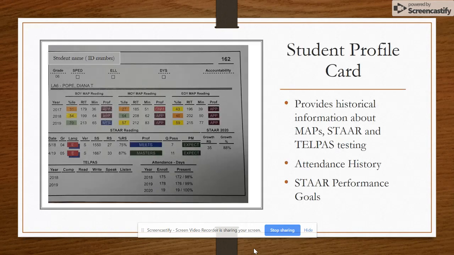The first resource you have is a student profile card. This provides historical information about MAP testing, STAAR testing, and TELPAS testing. It also gives the attendance history for your student and predicts some STAAR performance goals.